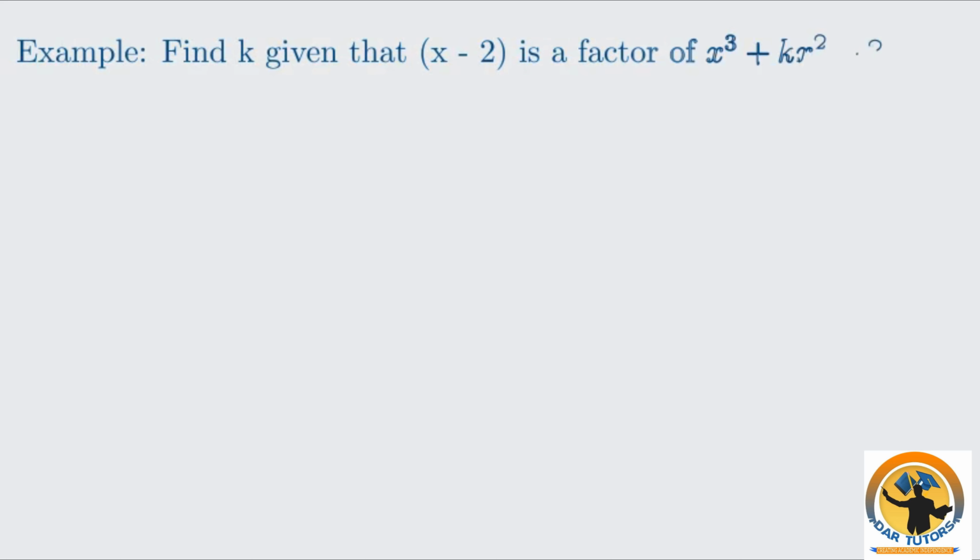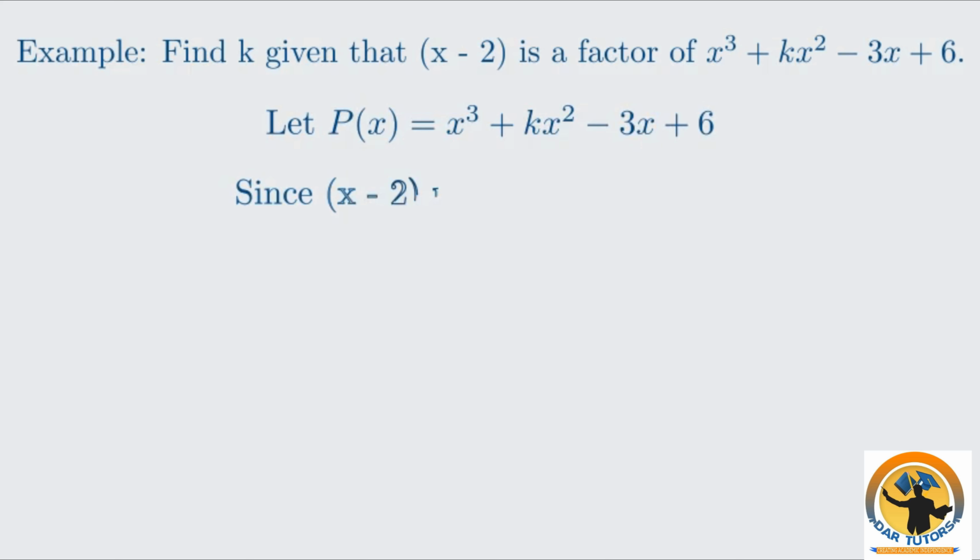We need to find the value of k such that x minus 2 is a factor of the polynomial x cubed plus kx squared minus 3x plus 6. Let's call our polynomial p of x. Since x minus 2 is a factor, the factor theorem tells us that p of 2 must be equal to 0. We substitute 2 into the polynomial.